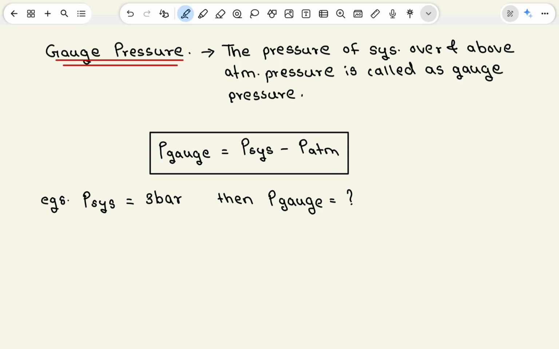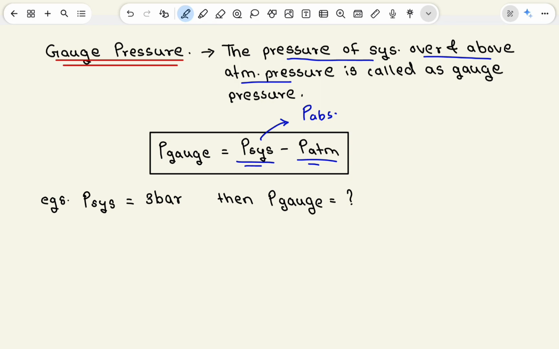So let us first define gauge pressure. I'll read out the definition. It is the pressure of the system over and above atmospheric pressure. So the pressure of the system over and above atmospheric pressure is called gauge pressure. Basically, if we want to calculate the gauge pressure of the system, we just need to subtract atmospheric pressure from the pressure of the system, which is also called P absolute. So to find the gauge pressure of the system, we subtract the atmospheric pressure from the absolute pressure of the system.